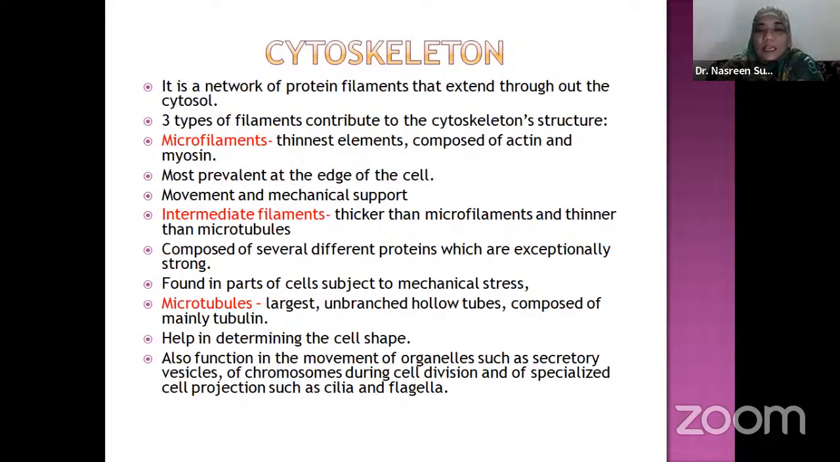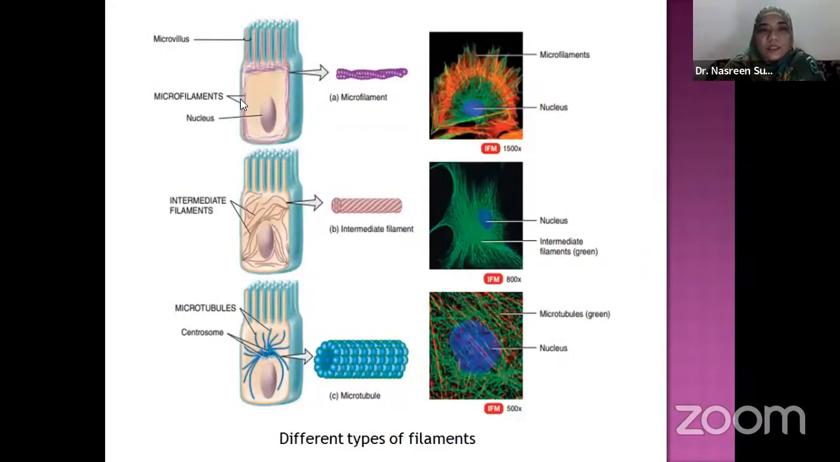These help in determining the cell shape, and they also function in the movement of organelles such as secretory vesicles or chromosomes during cell division. Means during cell division they are helpful. They also give specialized structures or cell projections to a cell, such as cilia and flagella.